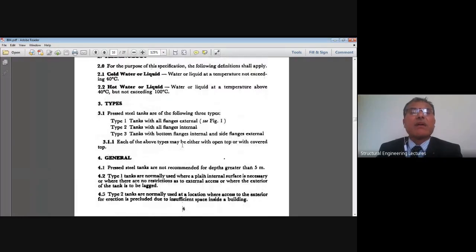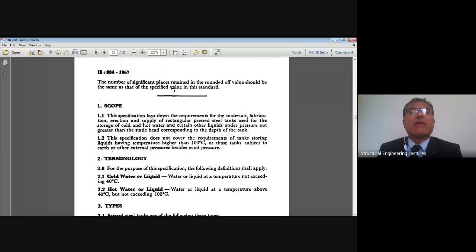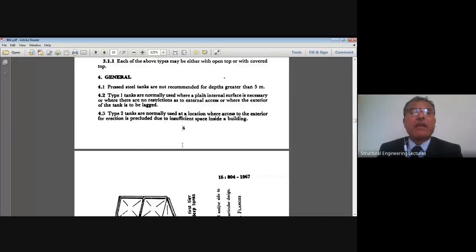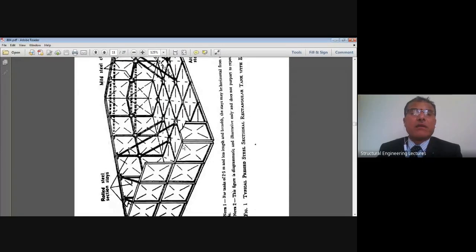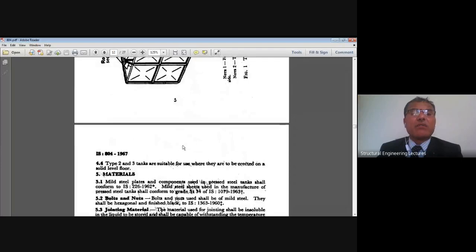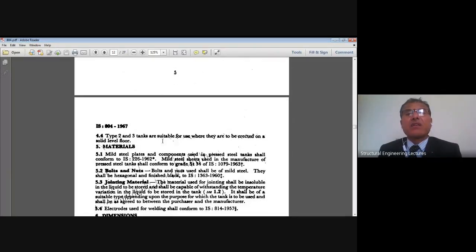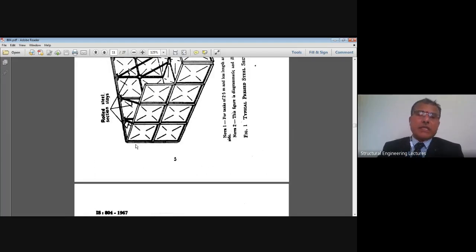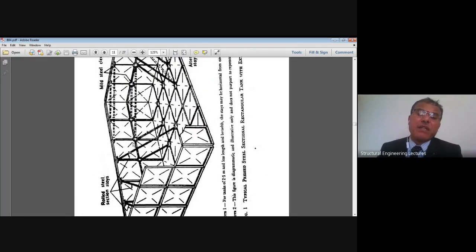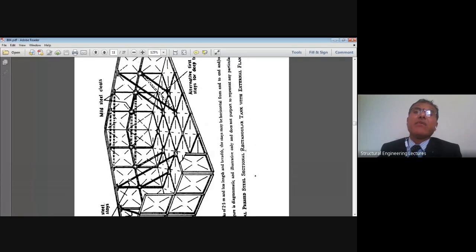Now we'll see this schematic, where this is a schematic showing this type 2 and 3 tanks are suitable for use where they are to be erected on a solid level floor. Means type 2 and type 3 can be erected on a solid level floor, whereas type 1 cannot be erected, right?